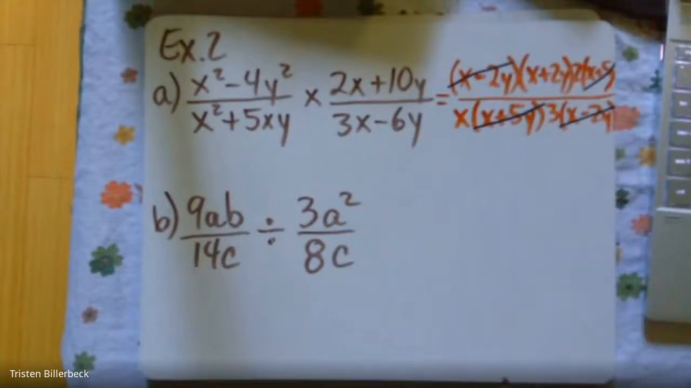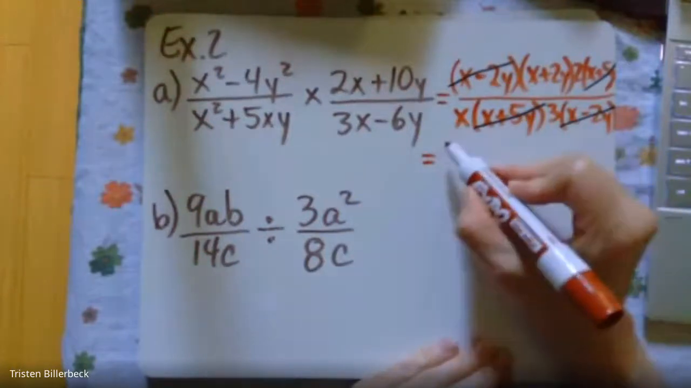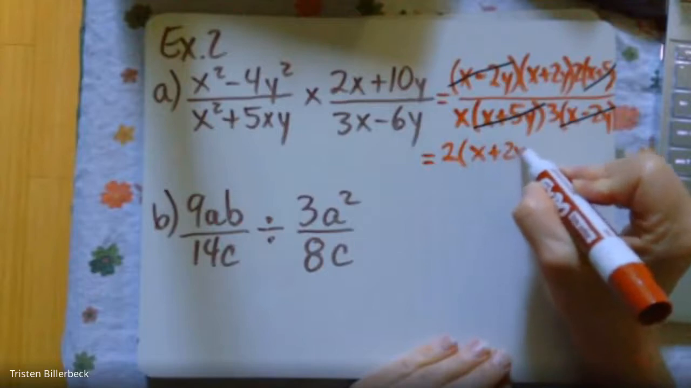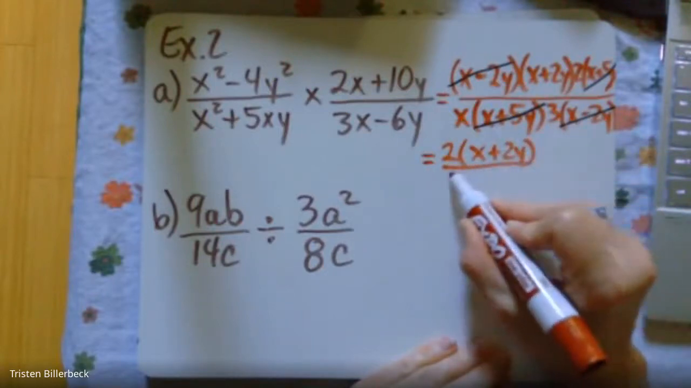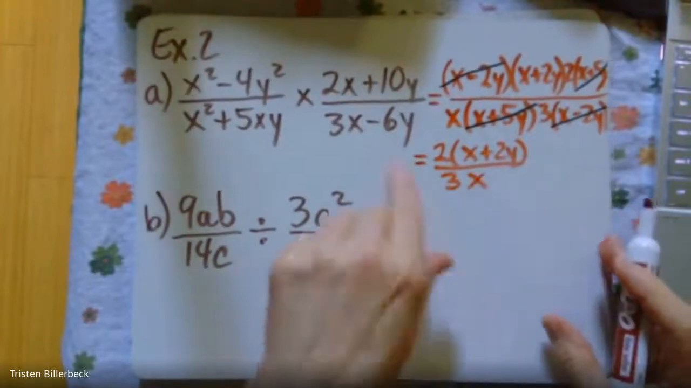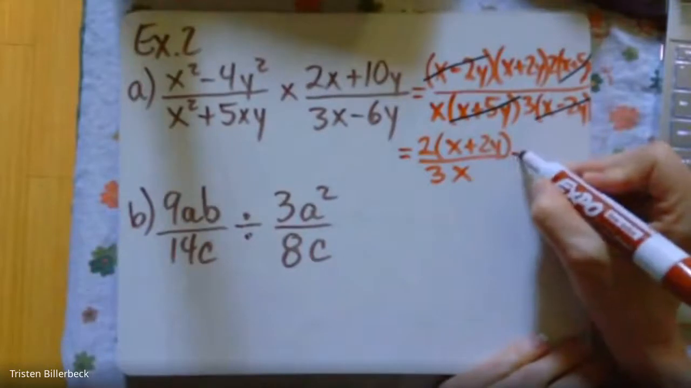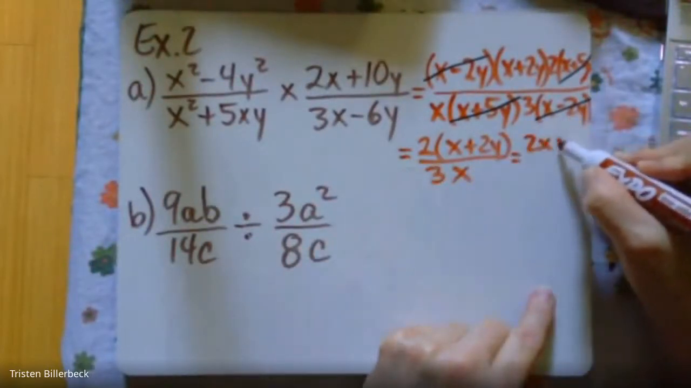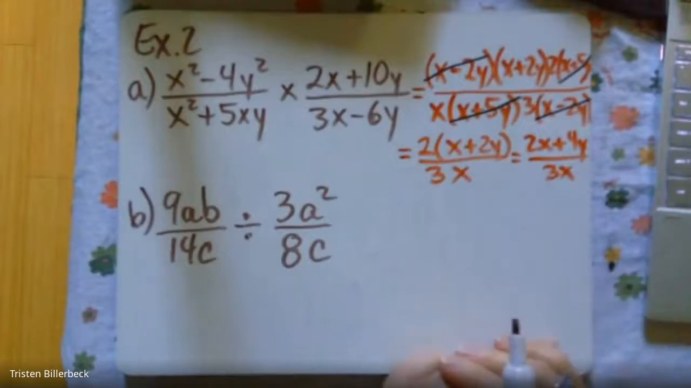It didn't get completely canceled, but we can rewrite this as 2 times x plus 2y, and that's 3x, because the coefficient always goes first. So we should distribute here. We have 2x plus 4y over 3x, and that would be your final answer.